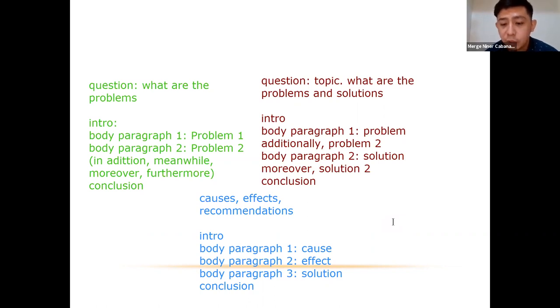Based on the number of paragraphs that you're going to write, it will depend on what type of question you're going to encounter. So again, if you want to take a screenshot now, or if you want to take a screenshot later during the replay, do so. Okay, I'm just going to give you 10 seconds to do that. Okay, I hope you guys were able to take a screenshot already. So I shall now proceed.